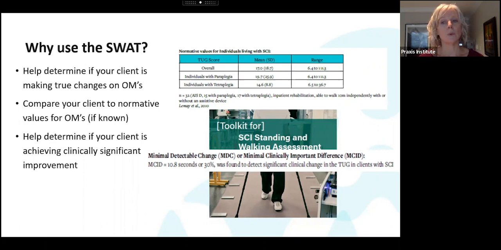The minimal clinically important difference. This, again, has been determined through the literature, but this is really just meant to show you the change that someone's making between admission and discharge. What does it need to be to really be a significant clinical change in that outcome measure? So, if they're doing their timed up and go 3 seconds faster at discharge than admission, is that really clinically significant?